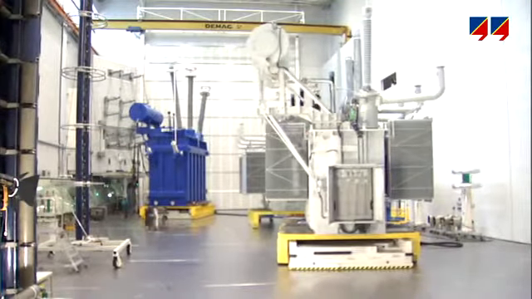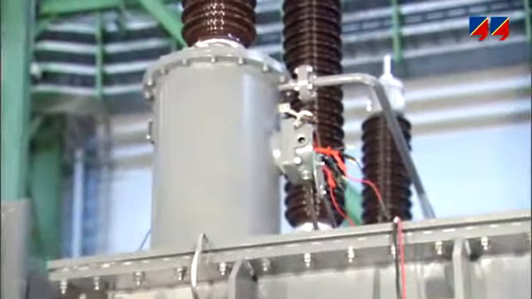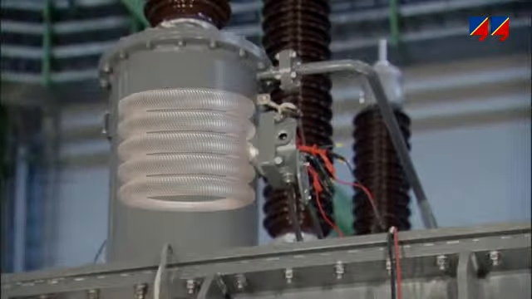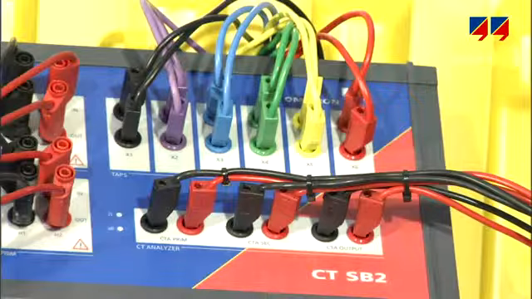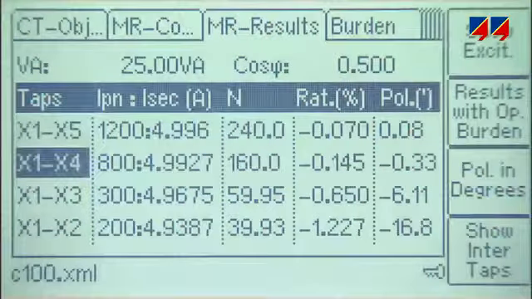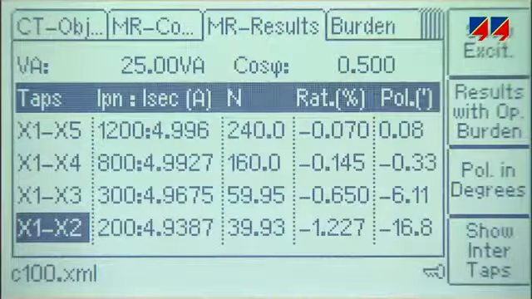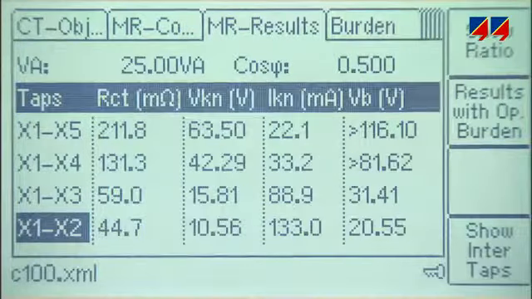CT Analyzer can test all types of CTs, including those installed in transformer bushings or in gas-insulated switchgear. For CTs with tapped secondary windings, the CT Analyzer switch box allows for connection to the taps of a multi-ratio CT and performs the test in one test run, automatically and efficiently.